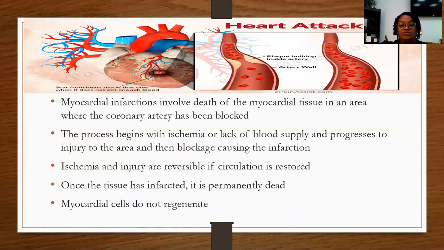Myocardial infarction involves the death of the myocardial tissue in an area where the coronary artery has been blocked. The process begins with ischemia, or lack of blood supply, and then it progresses to injury to the area, and then the blockage causing the infarction. Ischemia and injury are reversible if you're able to restore that patient's circulation to that area. However, once that tissue infarcts, it's permanently dead, okay? Because your myocardial cells do not regenerate.